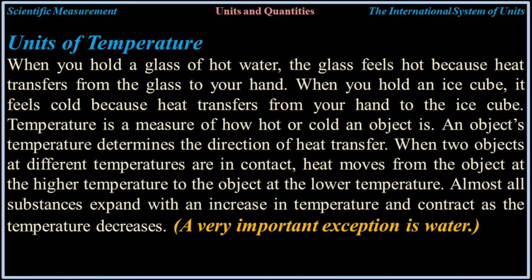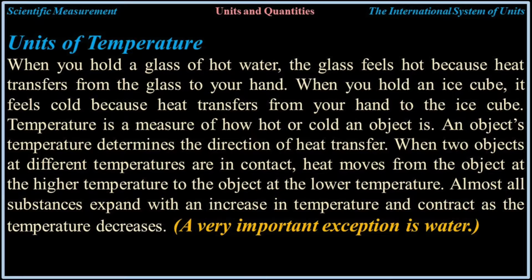Units of temperature. When you hold a glass of hot water, the glass feels hot because heat transfers from the glass to your hand. When you hold an ice cube, it feels cold because heat transfers from your hand to the ice cube. Temperature is a measure of how hot or cold an object is. An object's temperature depends on the direction of the heat transfer. When two objects at different temperatures are in contact, heat moves from the object at the higher temperature to the object at the lower temperature.